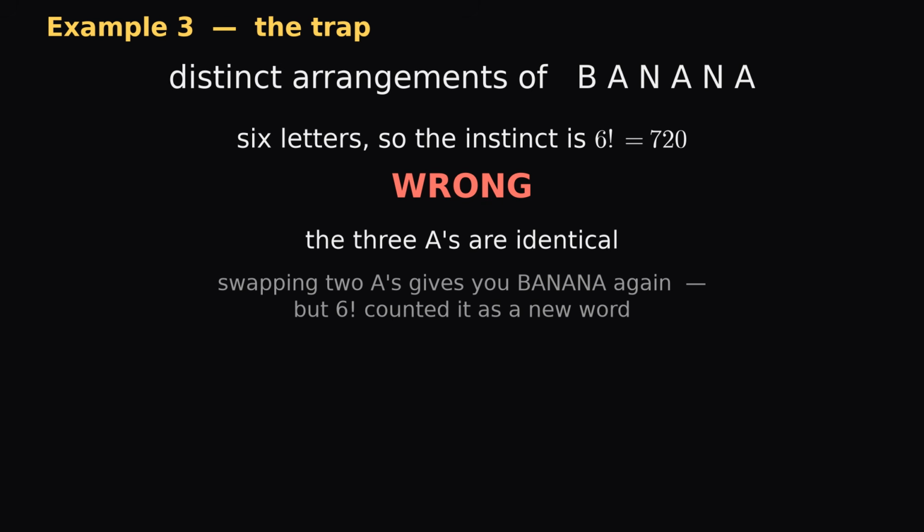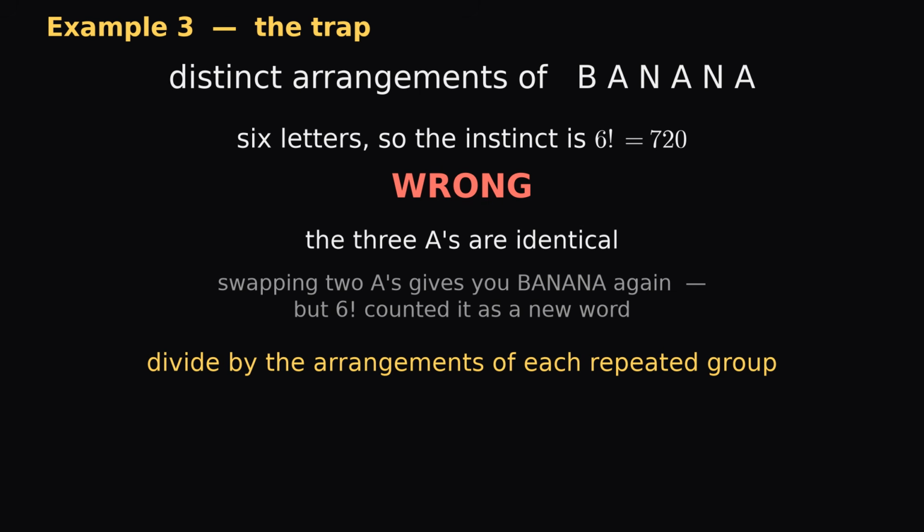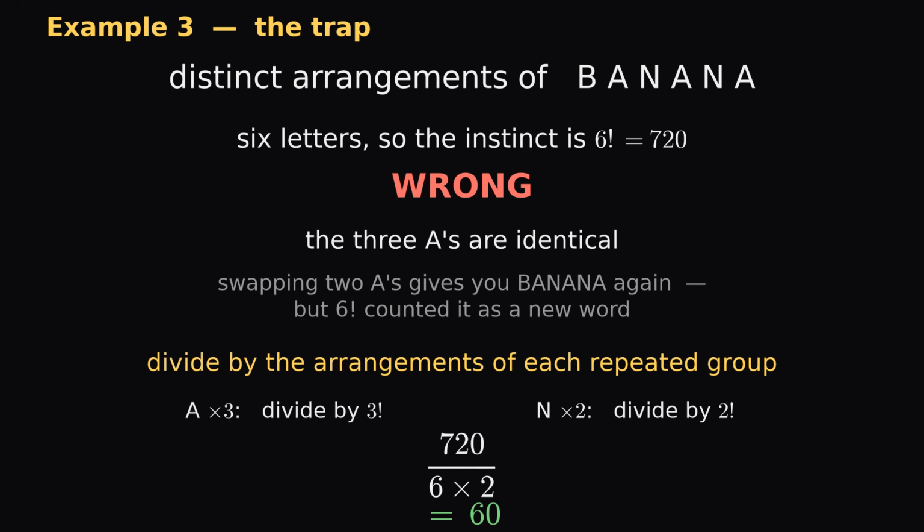So divide by the arrangements of each repeated group. A appears 3 times, so divide by 3 factorial. N appears twice, so divide by 2 factorial. B appears once, so divide by 1 factorial, which does nothing. 720 over 6 times 2, 60.